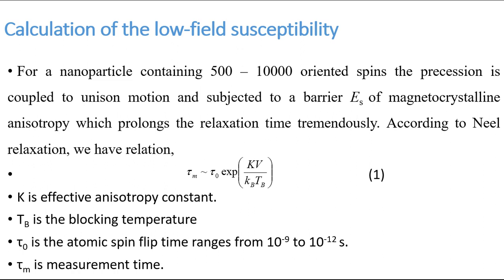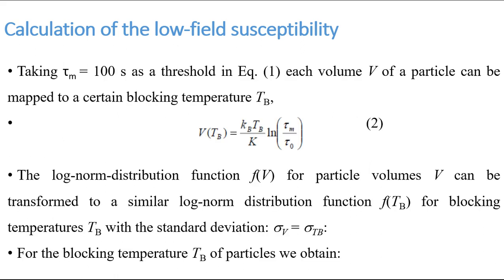So it's a competition between KV and kB TB. From the above equation, for the measurement time in SQUID, it is about 100 seconds at the threshold. From equation 1 we can find the volume of the particle as a function of TB, written in equation 2, which is obtained by a simple solution of equation 1, taking log on both sides and then simplifying for volume.